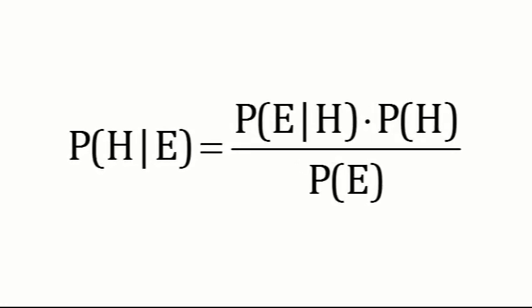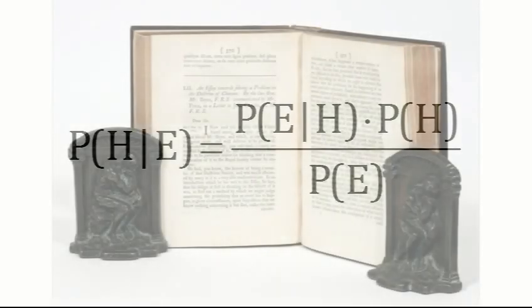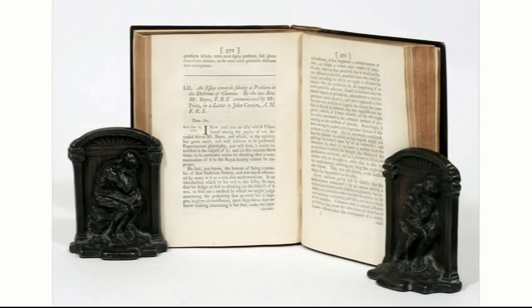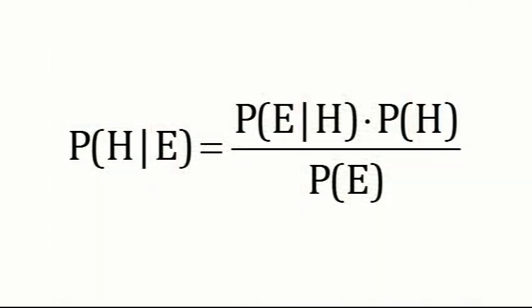This is Bayes' theorem. It is called so after Reverend Thomas Bayes, an 18th century English mathematician and Presbyterian minister, who first formulated it in an essay towards solving a problem in the doctrine of chances. As it always happens in these cases, the original essay is much more complicated than the theorem.